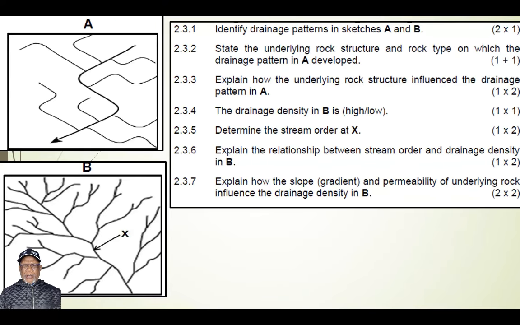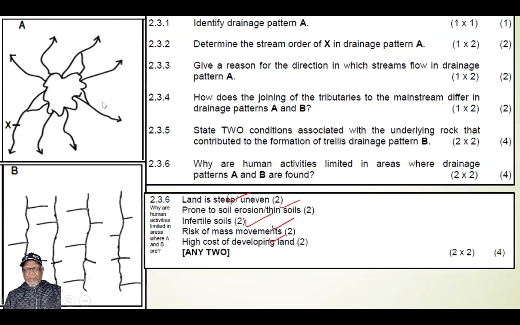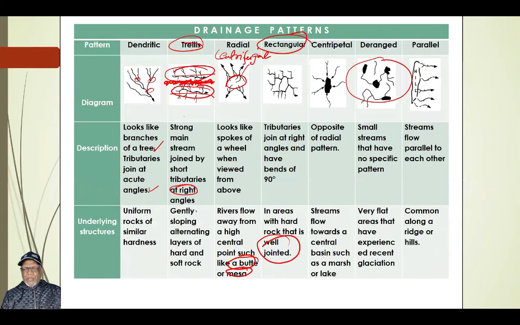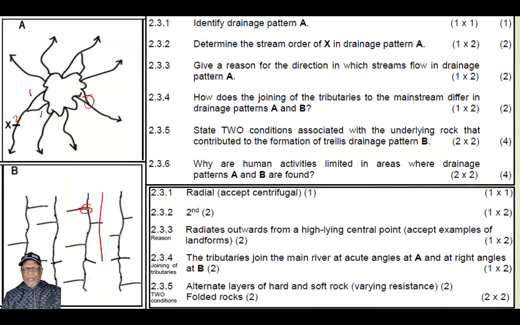Now, let's look at two other drainage patterns there. Identify drainage pattern in sketch A and B. So we can see the mainstreams are bending there at 90 degrees, which means this one will be rectangular, and this one looks like the first one that we were looking at, which is the dendritic pattern.